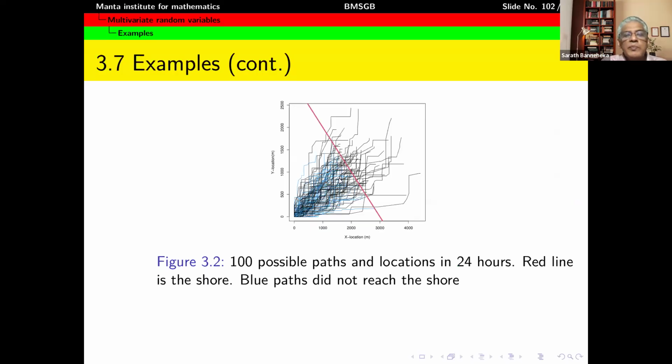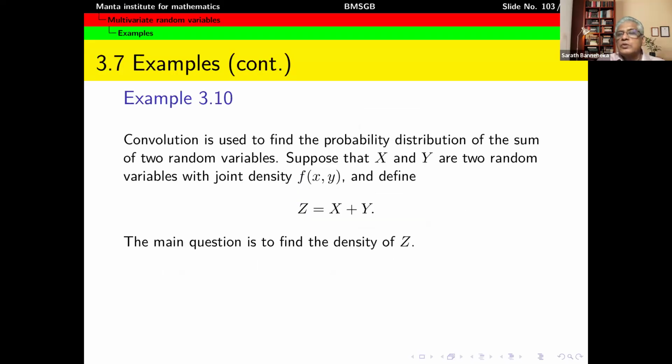So you can see that there are some paths in blue, that is color 4. Those are the paths that did not reach this red line in 24 hours. So the ends of these are not touching this red line. All the other paths out of this 100, the paths in black, are actually either touching this line or moving past it. So the red line is the shore, and the blue paths did not reach the shore. So those are two interesting examples.